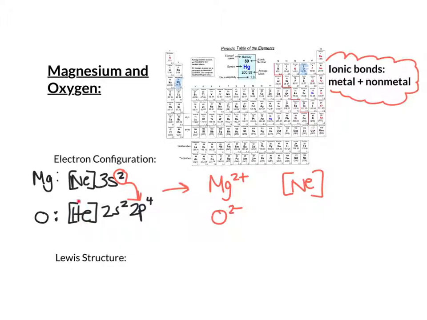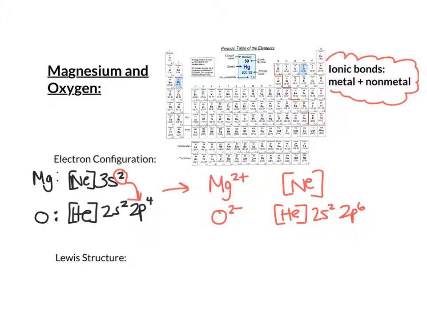We also have oxygen, which has gained 2 electrons, so it has a 2- charge, and its configuration is the same that it was, helium in brackets, 2s2, and it gained 2 electrons in its 2p, so it's 2p6. So we have helium in brackets, and 2s2, 2p6. Okay, both of them have a full valence.